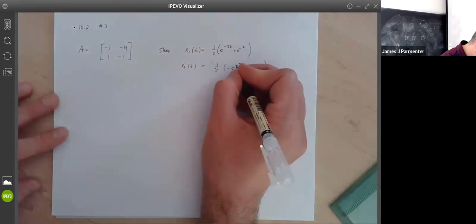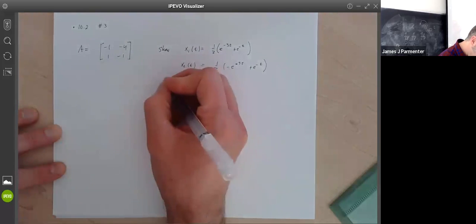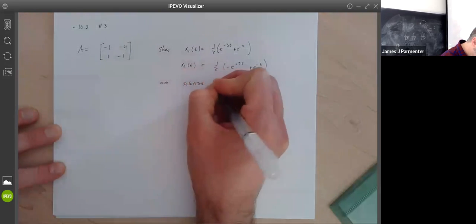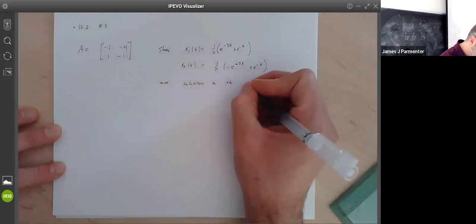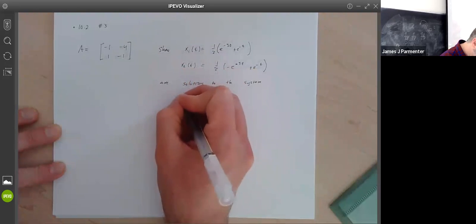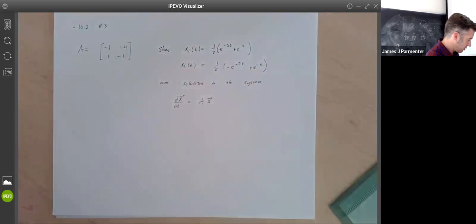Oh, yeah. We're asked to show that these are solutions to the system of equations dx/dt equals A times x. This pen is not living up to what I was thinking.